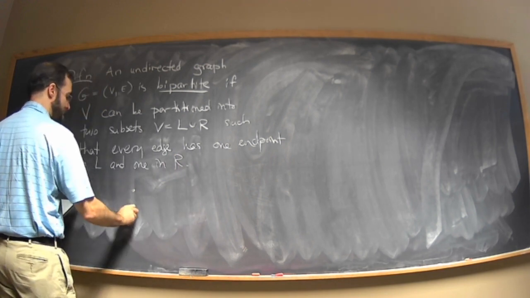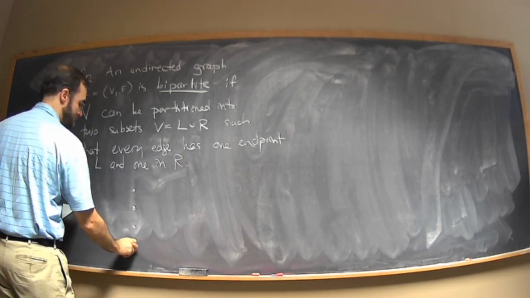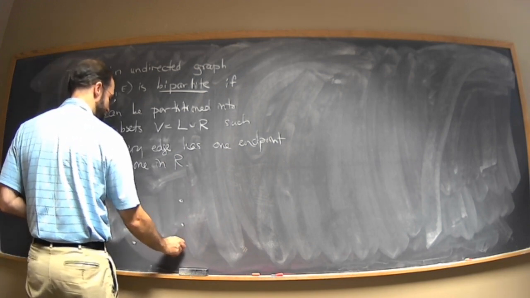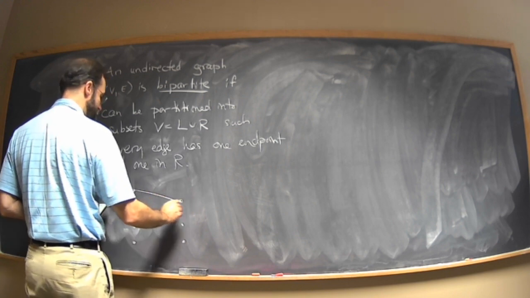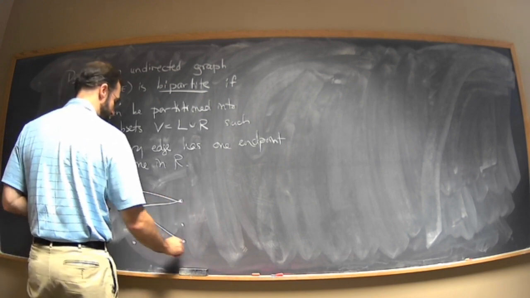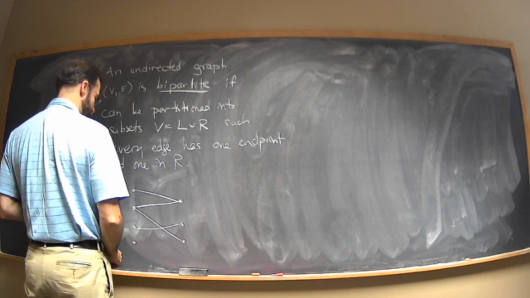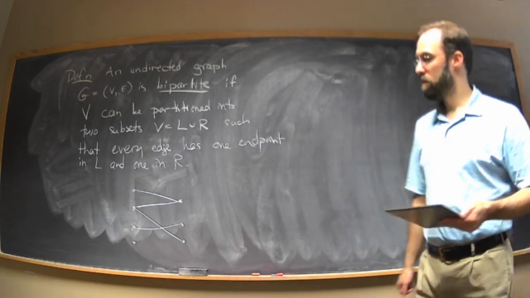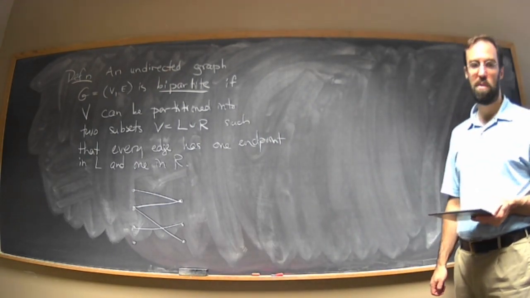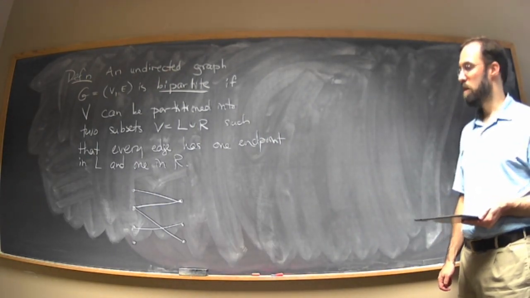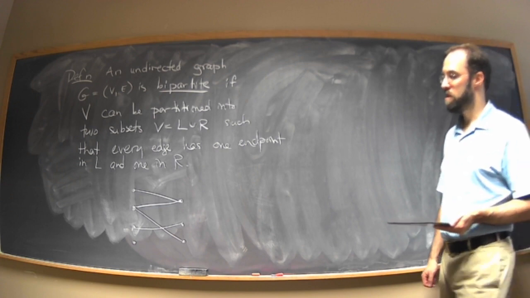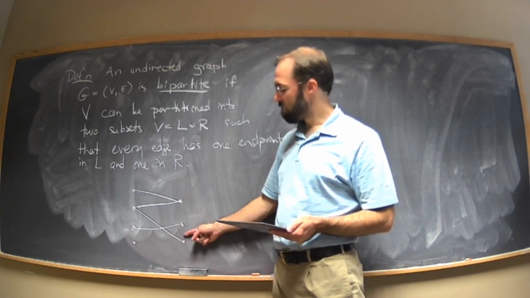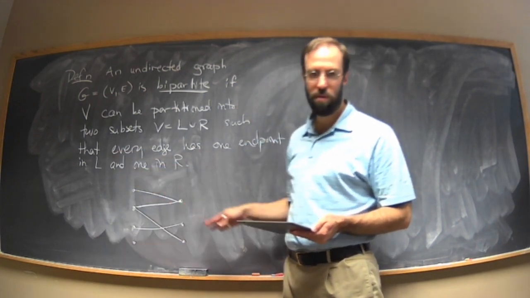Okay, well, let's draw an example down here. I'm going to make this my set of left vertices, and this is my set of right vertices. And we can connect them with some edges, maybe like this. Sure, there you go. Hopefully you can see that. That would be an example of a bipartite graph. In particular, there are no edges that connect multiple vertices over here or vertices over here. All the edges go across from one side to the other.